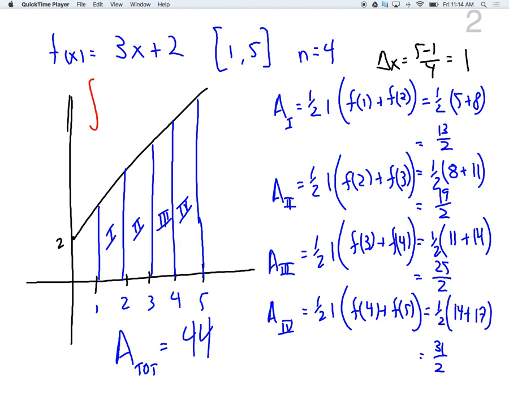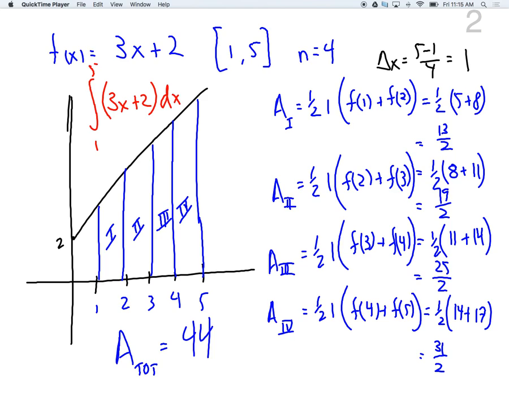It's x approaches 1. Okay, from 1 to 5 of 3x plus 2 dx. Okay, do that on your calculator and see what you get. It's 44. 44. Hot diggity. We're happy. Okay.